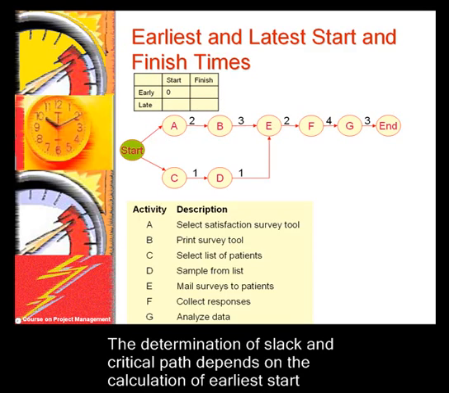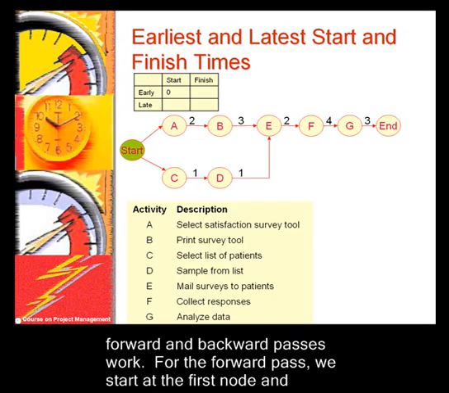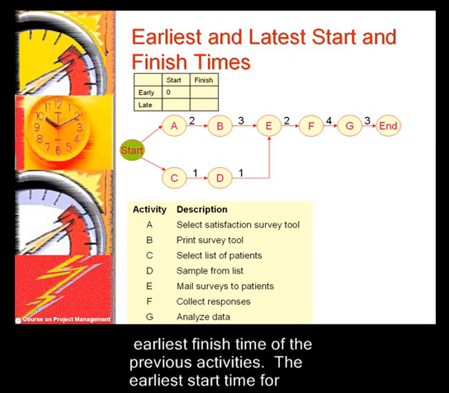The determination of slack and critical path depends on the calculation of earliest start in the forward pass and latest finish time in the backward pass. We now show you how the forward and backward passes work. For the forward pass, we start at the first node and calculate the earliest start time. The earliest start time is usually the maximum of the earliest finish time of the previous activities.